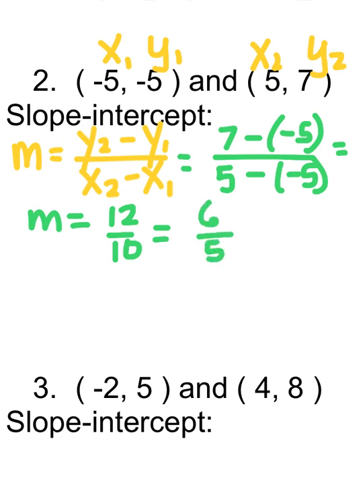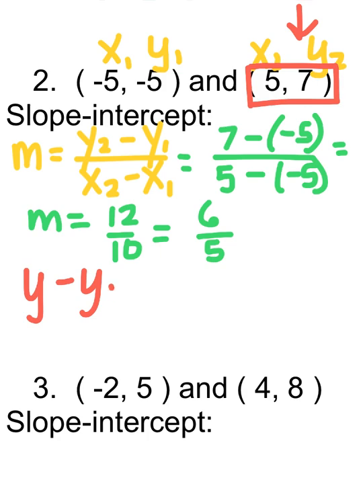Now we have our slope, but we don't have a y-intercept. Since we have a point and a slope, let's use point-slope form and manipulate it into slope-intercept form. You may choose either of these points.